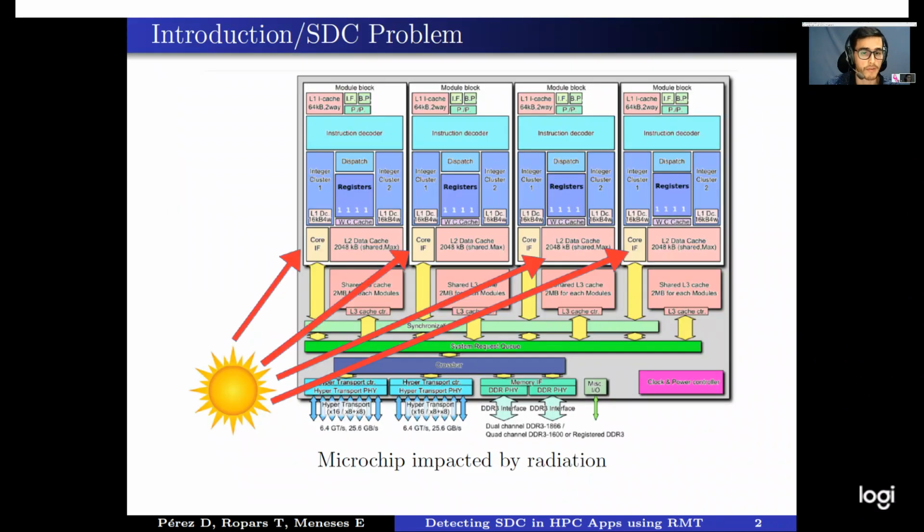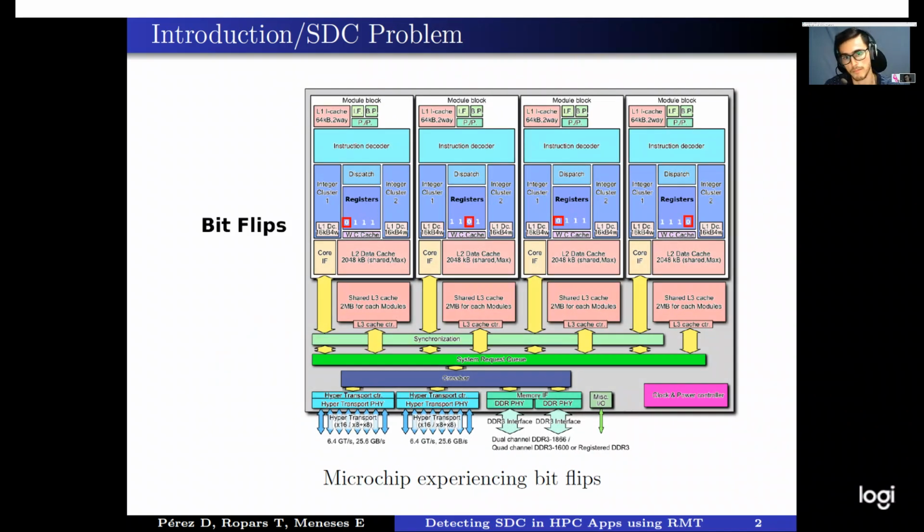This is a current microchip. It's a complex system, and sometimes external causes such as sun radiation might impact the chip and cause a bit to flip. Bit flips. So what that means is that the final result of a calculation might be totally wrong, might be corrupted, and the user can be completely unaware of this issue. That is a silent data corruption.